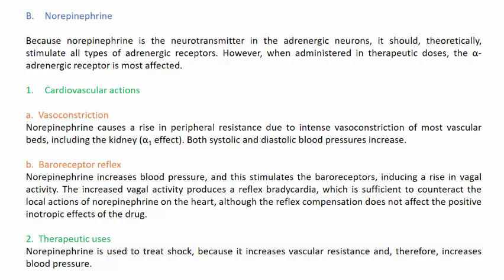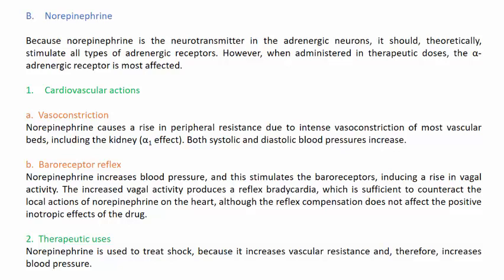So norepinephrine increases blood pressure, and in this case this stimulates the baroreceptors, including a rise in vagal activity, where an increase in vagal activity will produce a reflex bradycardia, which is sufficient to counteract the local action of norepinephrine on the heart. Although the reflex compensation does not affect the positive inotropic effect of the drug.